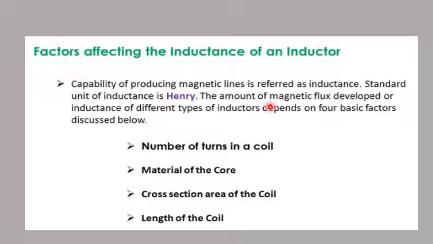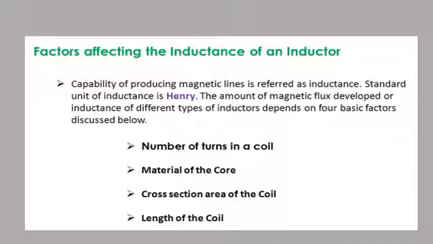Factors affecting the inductance of an inductor. Basically the capability of producing magnetic lines is referred to as inductance. It is the ability of that material. The standard unit of inductance is Henry. The amount of magnetic flux developed, or inductance, of different types of inductors depends on 4 basic factors that we have already seen in their formulas.